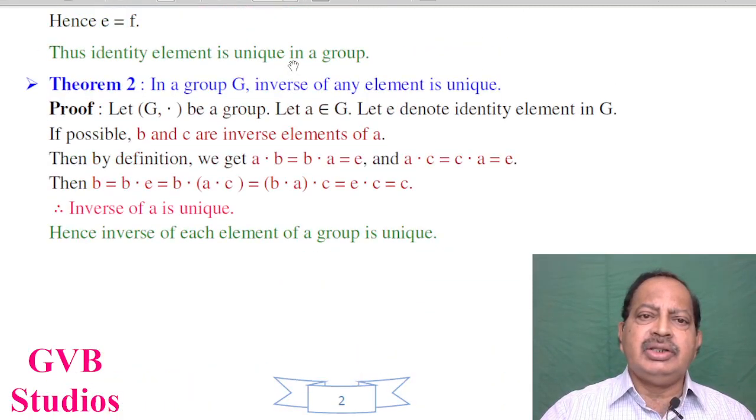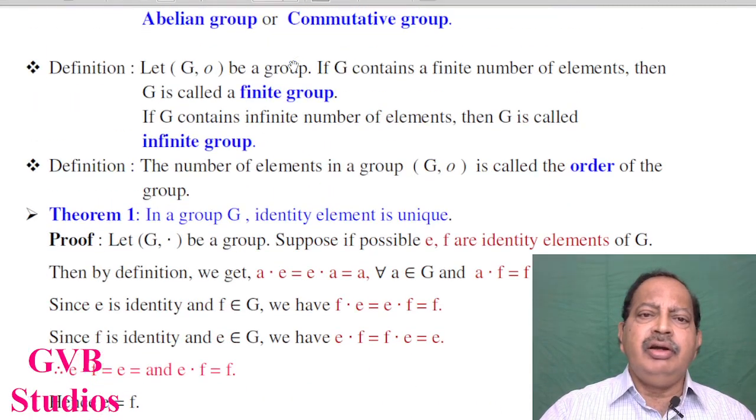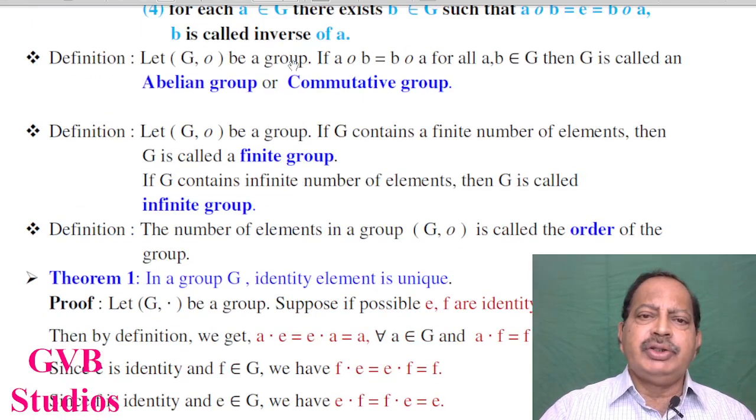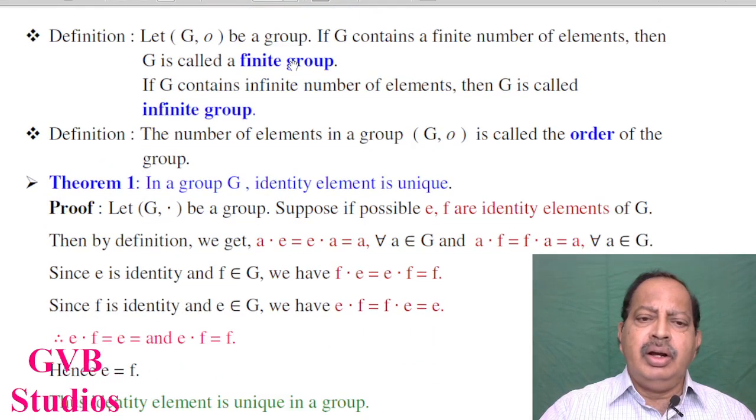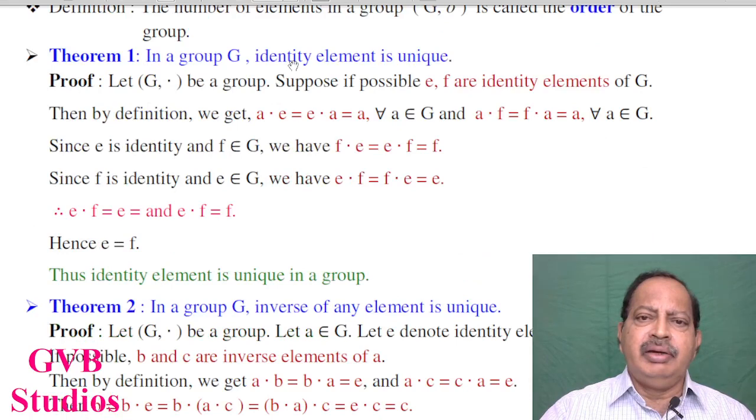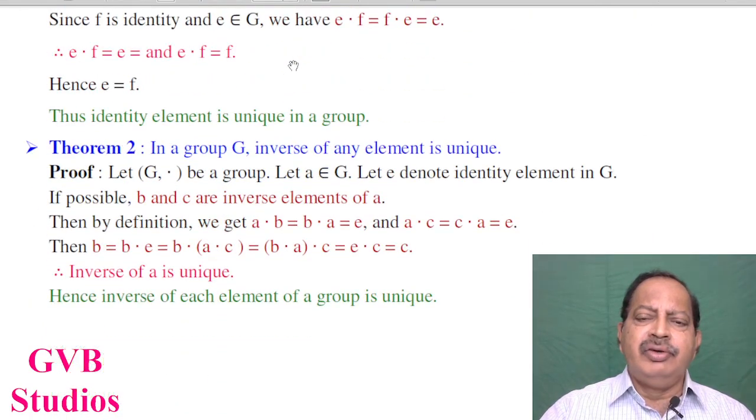So in this class we have learned definition of a group, definition of commutative group, and uniqueness of identity element and uniqueness of inverse element.